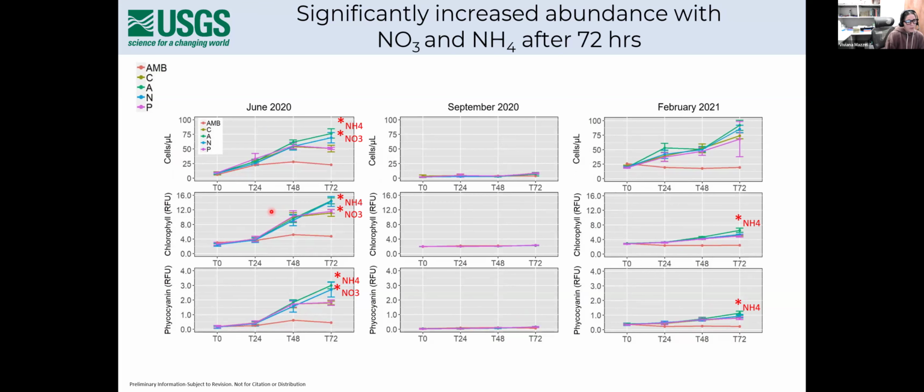Then we looked at different biomass metrics, and we saw that in June, cells per microliter here, so cell concentration, chlorophyll, and phycocyanin, which is the cyanobacteria-specific pigment, were all significantly elevated with the nitrate and ammonium treatments. In September, we saw no effect of any treatment. And then in February, we saw ammonium result in elevated chlorophyll and phycocyanin, but not total cells. I mean, they were higher in the NH4 treatment, but it wasn't significant.